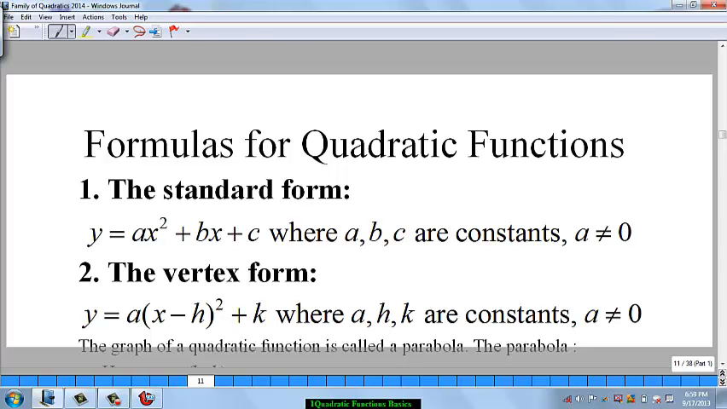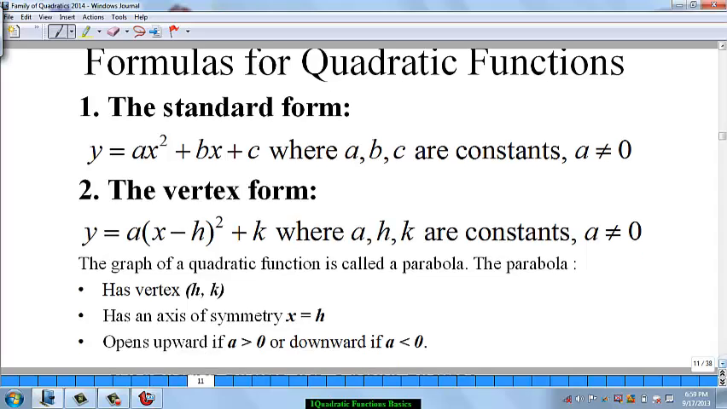Now, let's look at the three kinds of formulas you can have for quadratic functions. We've been looking at the standard form, where you have a, b, and c, and they're constants, and a can't be 0, or else that wouldn't be a quadratic. This everybody's most comfortable with because they've seen it the most.